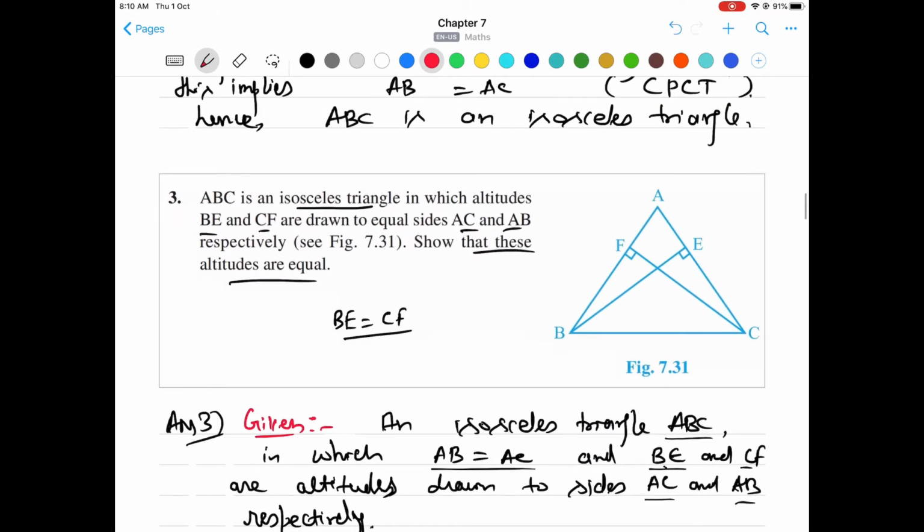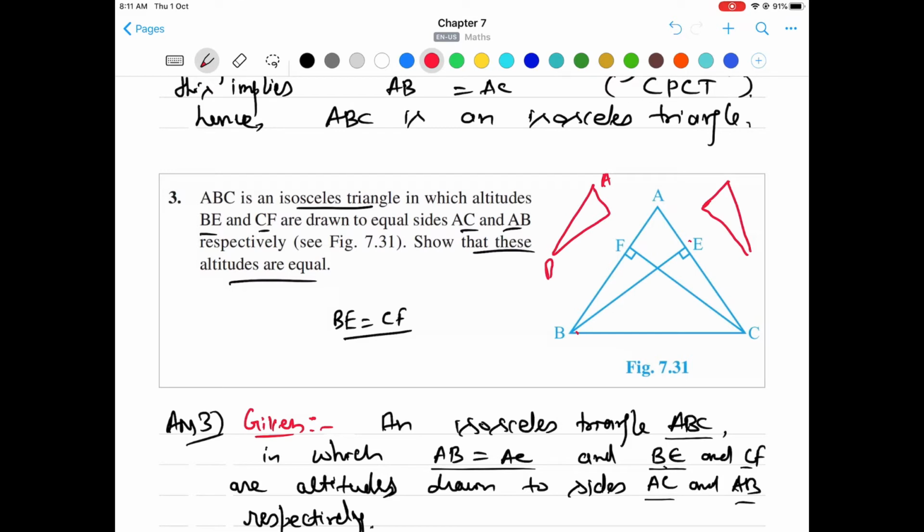See how we're going to prove this. We'll take these two triangles. I'm pointing out those triangles. We'll take this triangle ABE, that is ABE, this triangle, and we'll take the second triangle AFC, this triangle.